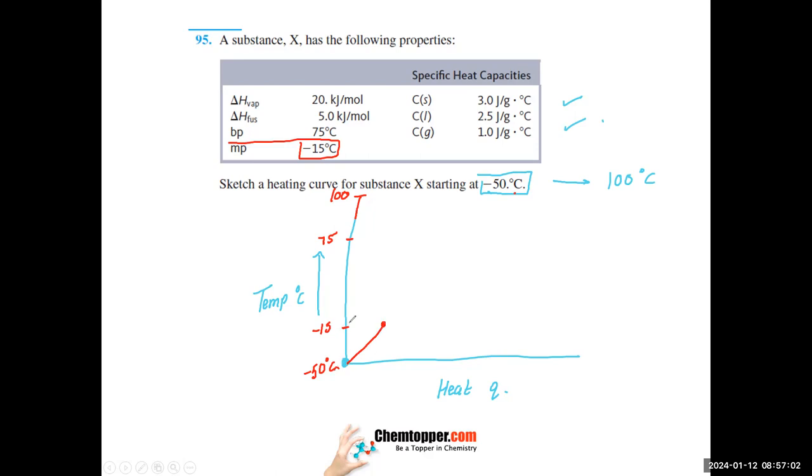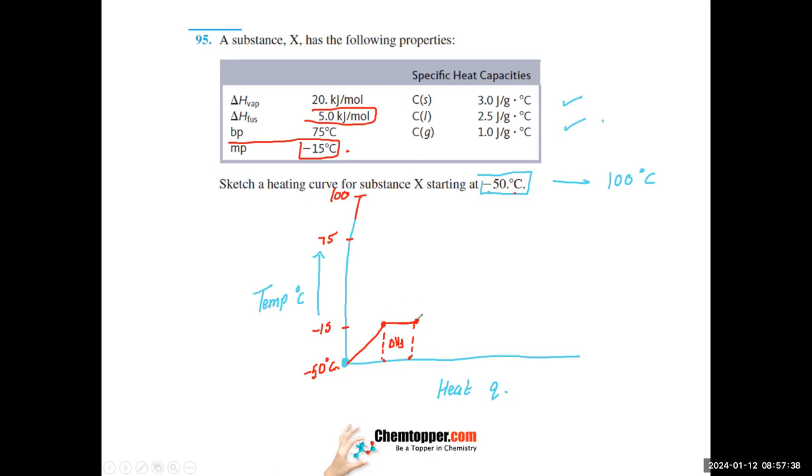Minus 50 to 15, no change in state of the matter. So temperature is going up. What happens at minus 15? What happens? It will become constant. Melting. Melting has started. And this is your delta H of fusion, 5.0 kilojoules. This is delta H of fusion. This value from here to here is 5.